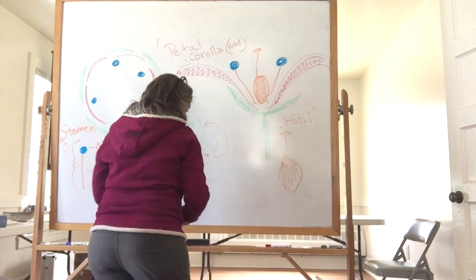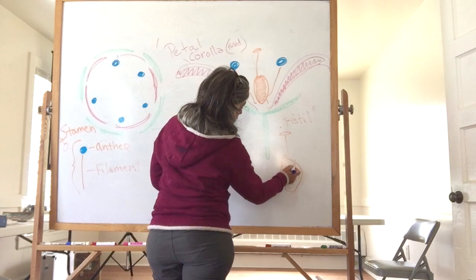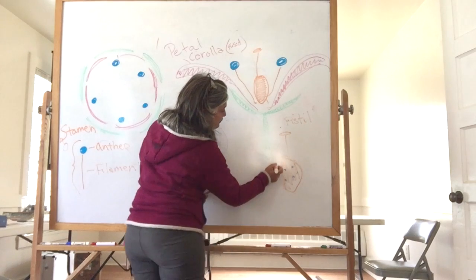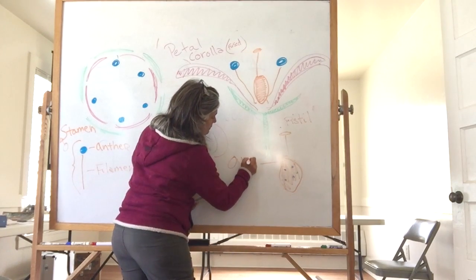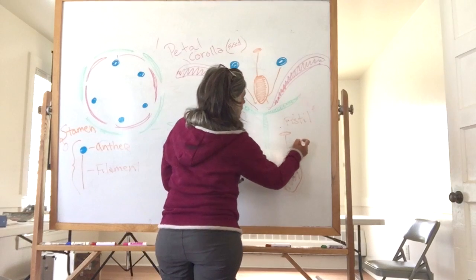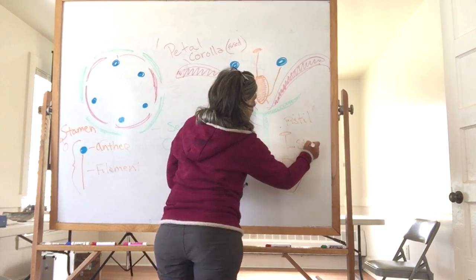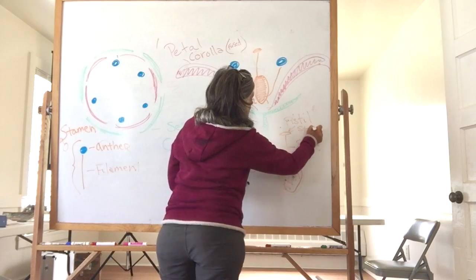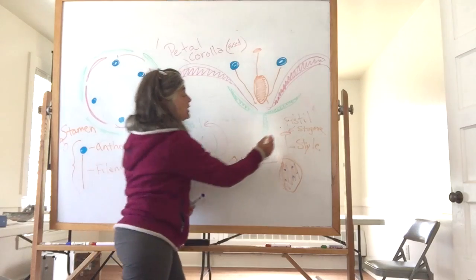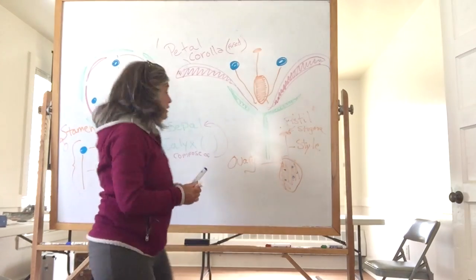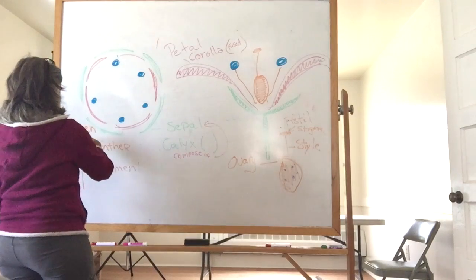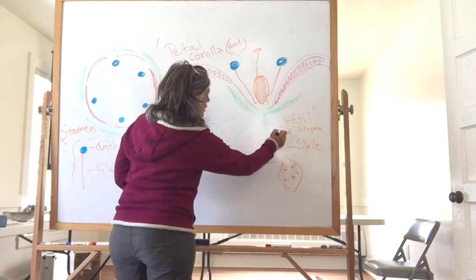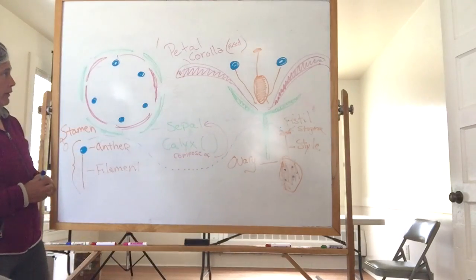And inside the, let's see here, hold on a second. So this is the ovary. This is the style, and this is the stigma. Okay, so basically the stigma is the sticky receptive part that the pollen lands on.